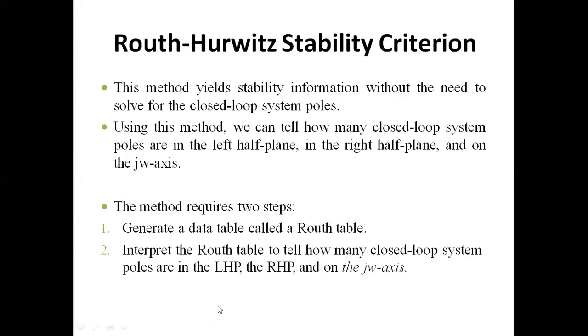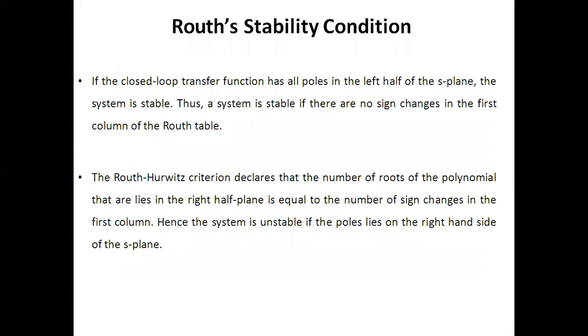So first, we have to know how to construct the Routh table. If the closed loop transfer function has all the poles on the left hand side of the S plane, the system is stable, as I have already told. Thus, a system is stable if there are no sign changes in the first column of the Routh table. So when we construct the Routh table, we will first observe the first column. If there are no sign changes in the first column, we will call the system a stable system. And the number of sign changes will indicate the number of poles that lie on the right hand side of the S plane.